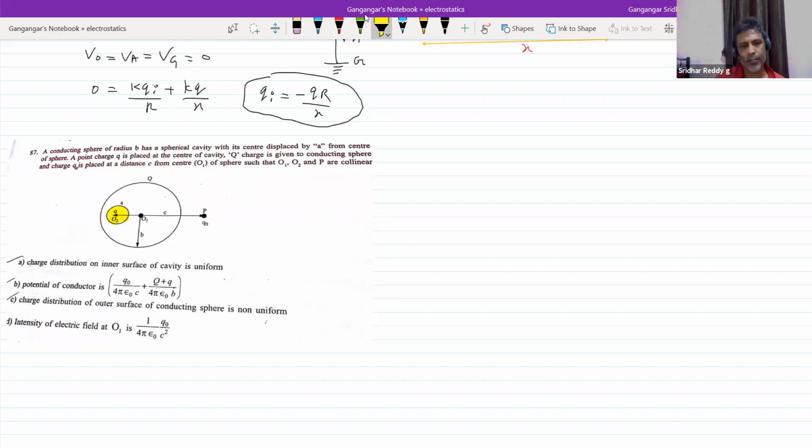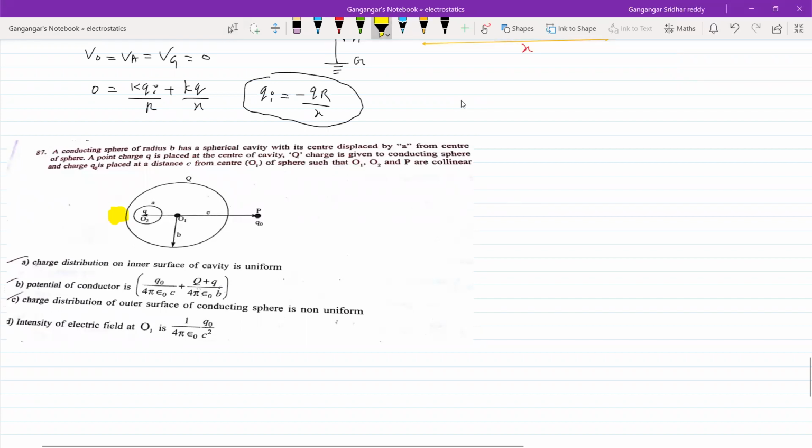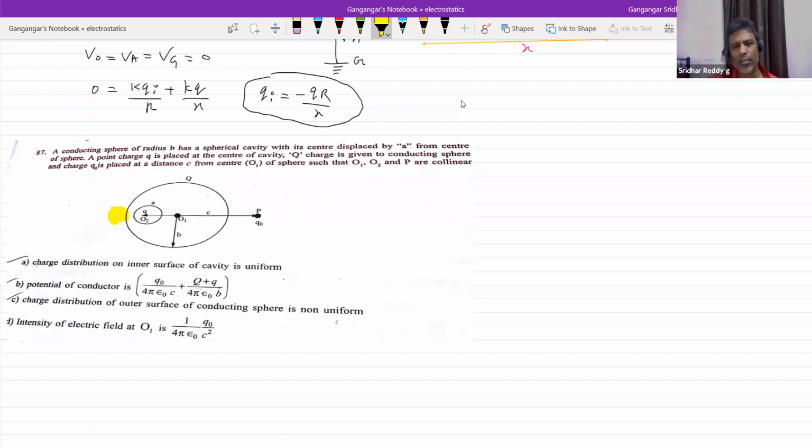Read the question. The previous question, if instead of having the charge outside, I have the charge inside a cavity inside the conductor, then how to do it, sir? Do it and work it out. Okay, just work it out here. Later on I can help you. Okay, a conducting sphere of radius B.